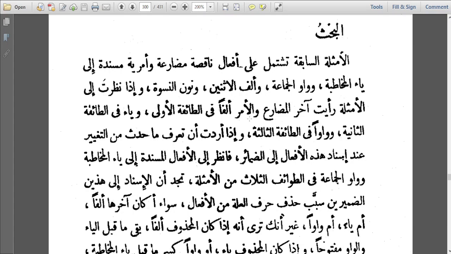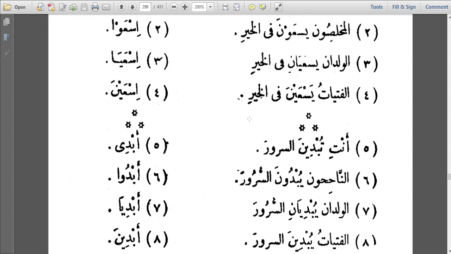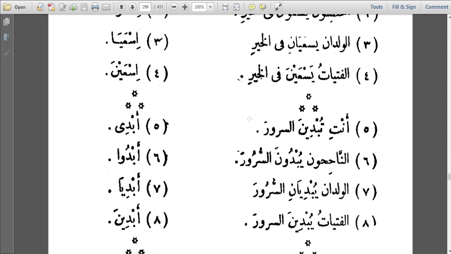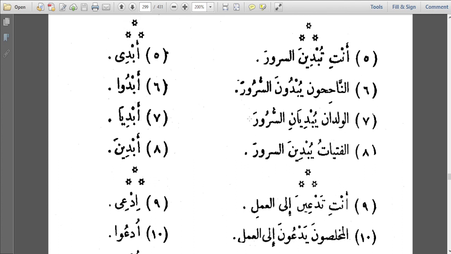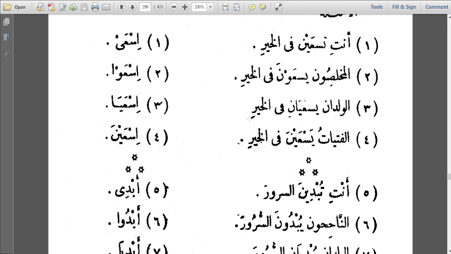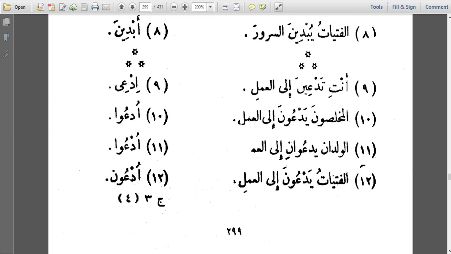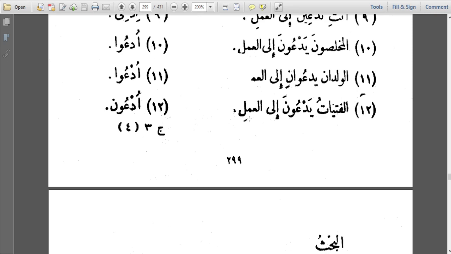Okay, so if you look at the verbs, what did we say? We said the verbs we have here: sa'a ends with alif, and then abda yubdi ends with yai. So in the mudari we have tas'a, anta tas'a. So basically we have sa'a, then abda, and then we have da'a.